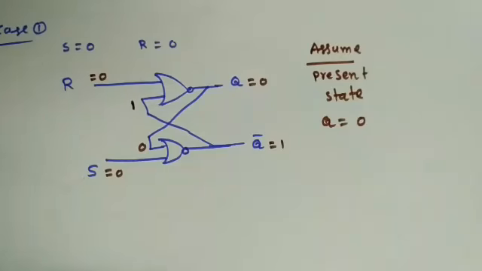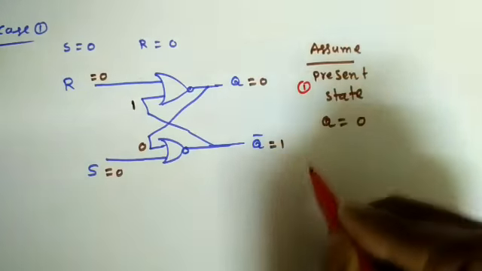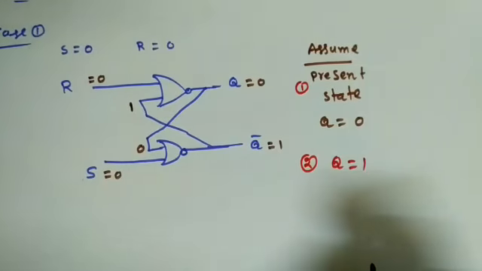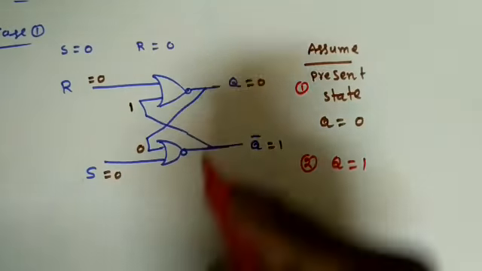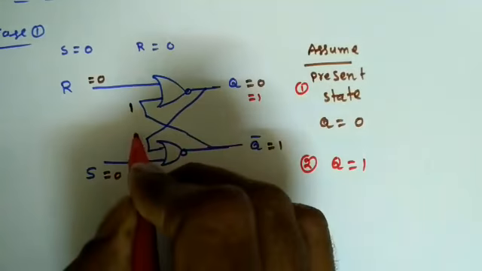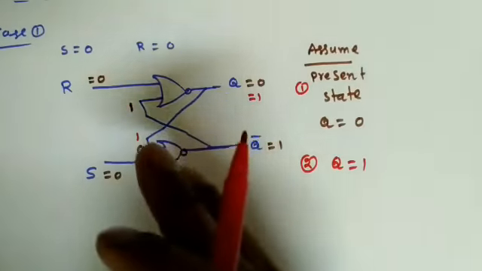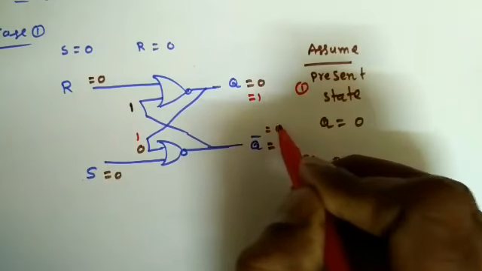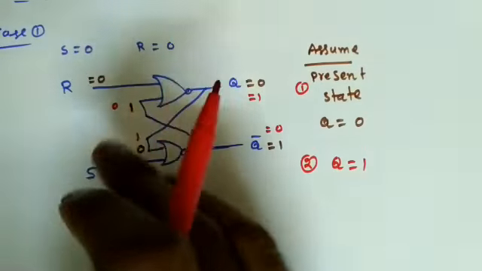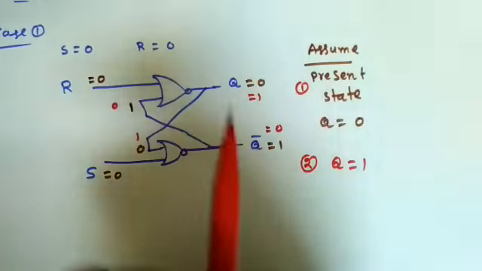Now in the second case, suppose I assume Q equal to 1. So then what will happen? Q equal to 1 is coming back here, right? Then again 1 plus 0 means what? 1 bar, what I will get? 0. So this is coming back here and like this, 0 plus 0, 0, 0 bar means 1. So whatever we assume, we are getting the same.